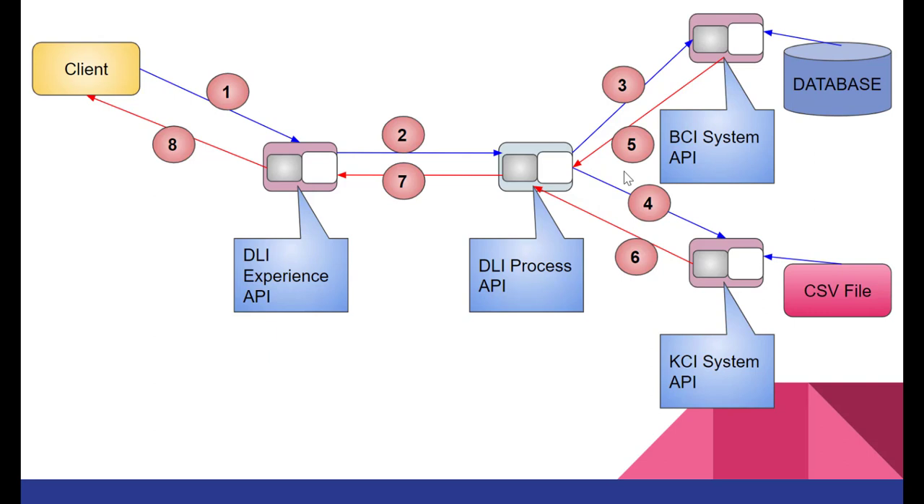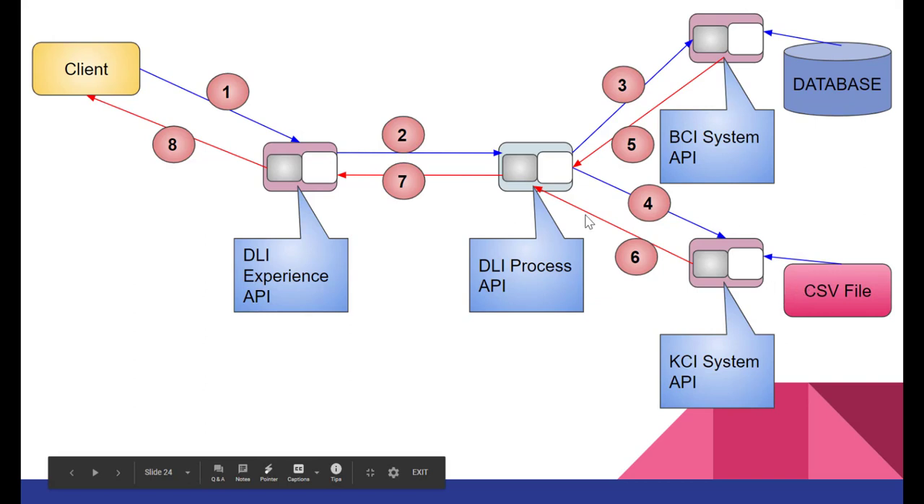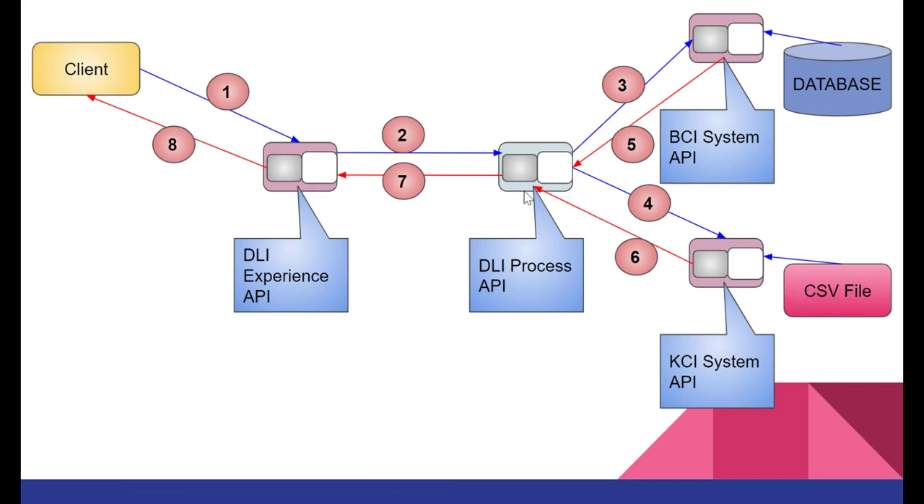The client is about to send the request, and that is received in our DLI experience API, and then that request data is forwarded to the DLI process API. From there the process API gets to know which system needs to be called to fetch the data, whether it is the database or the CSV file or both, right? Based on the institution circle value, which is a query parameter, it will decide whether to call only the BCI system API, or the KCI system API, or both.